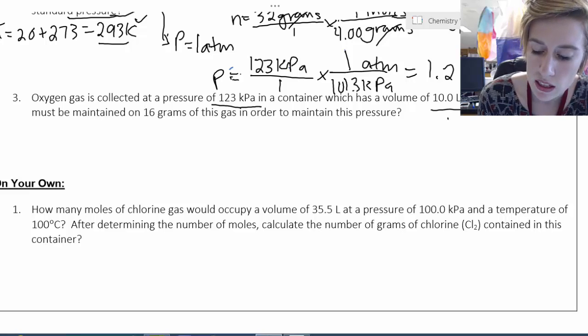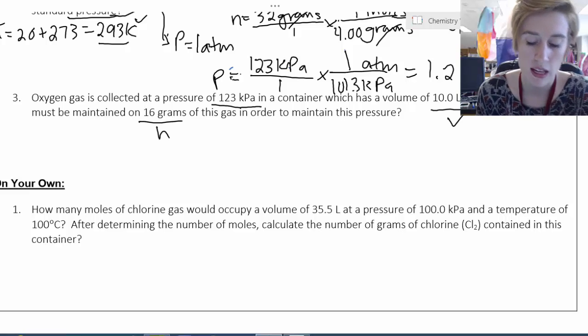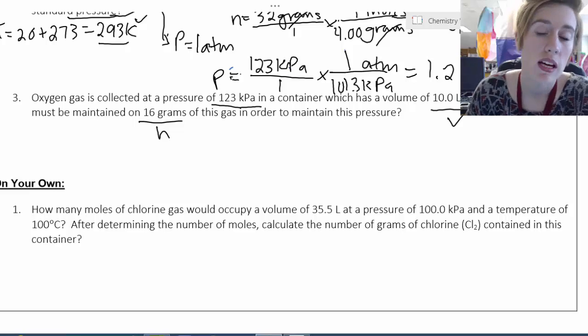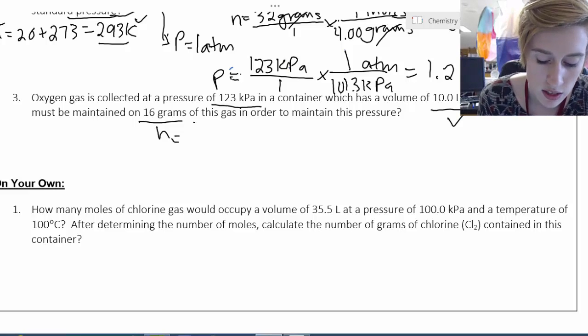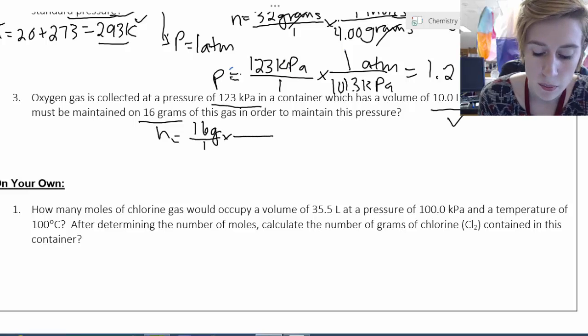Okay, I have pressure. My volume is in liters, so that's good. I'm looking for temperature. And I have 16 grams. So N is in grams. Is that the unit N has to be in? No. N is supposed to be in moles. So I have to convert 16 grams of gas. I'm going to moles. So moles goes on top. I'm trying to convert out of grams. So grams goes on the bottom.